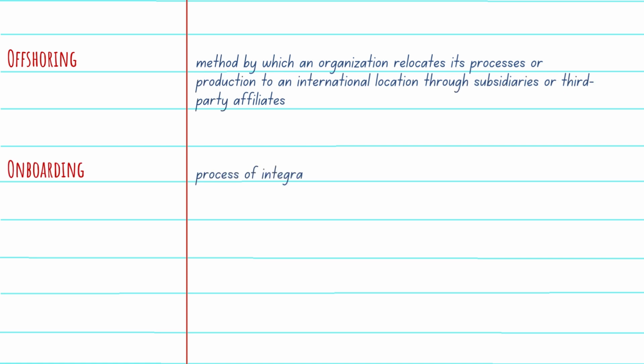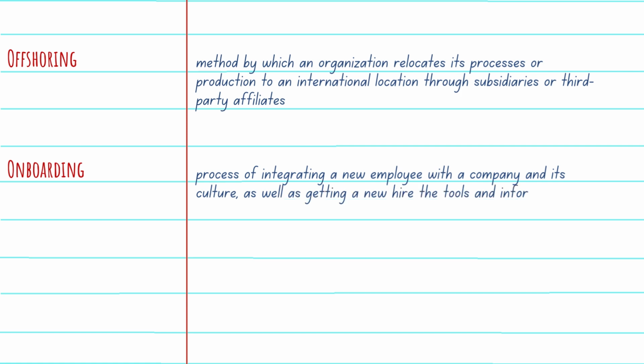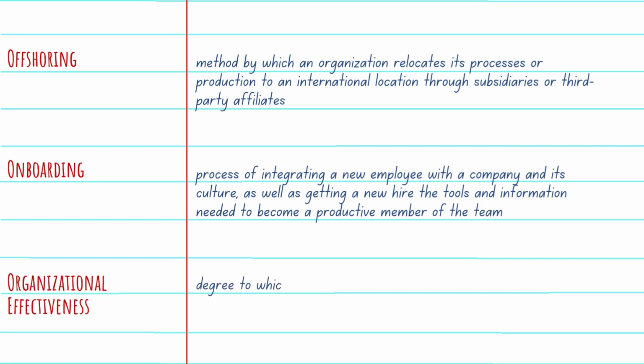Onboarding is the process of integrating a new employee with a company and its culture, as well as getting a new hire the tools and information needed to become a productive member of the team. A business's organizational effectiveness is the degree to which the organization is successful in executing its strategic objectives and mission.